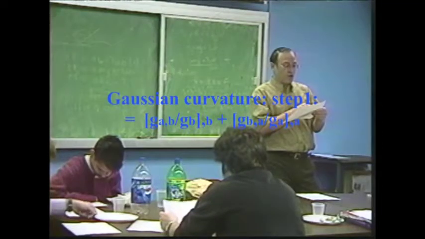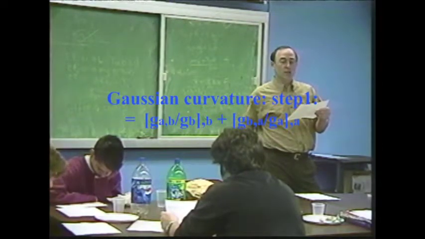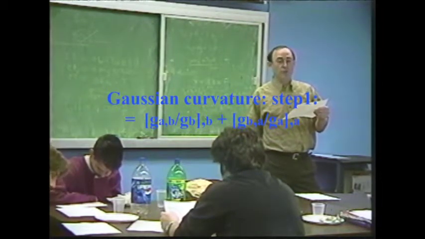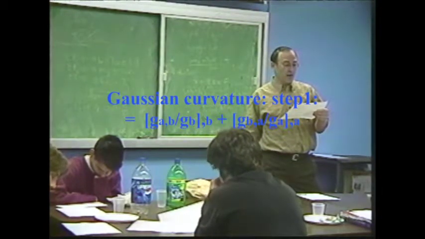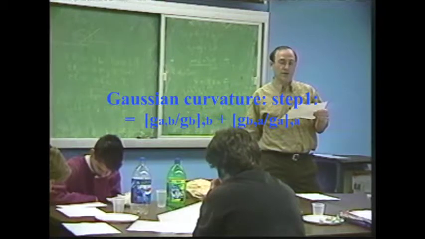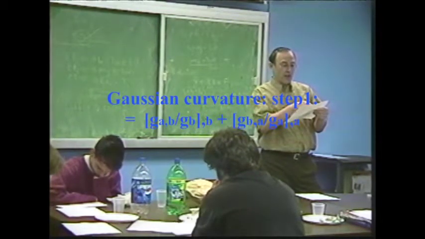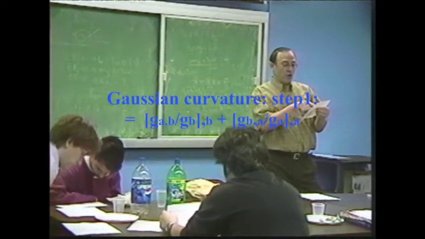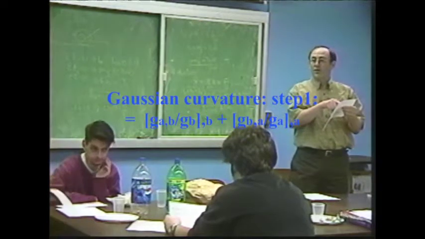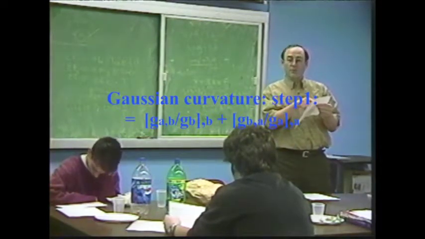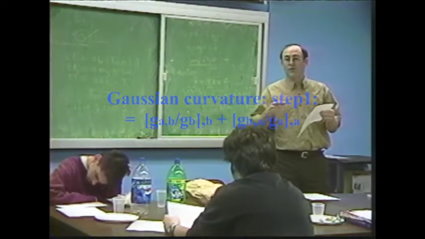So what kind of term do you have? You have G_A,B over G_B. G_A,B means G_A, derivative with respect to B. B is a coordinate of one particular dimension. And that whole thing, you take the derivative of it with respect to the coordinate B. Plus the next term, G_B,A over G_A, derivative with respect to A. You have the metric coefficient of one dimension, take the derivative of it with respect to the coordinate of the other dimension, and divide it by the G of that dimension. Then take the derivative of that whole thing, again with respect to the coordinate of that dimension.